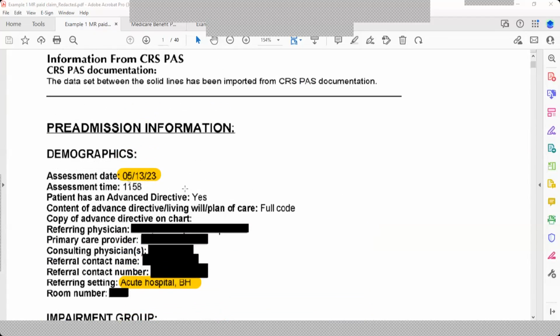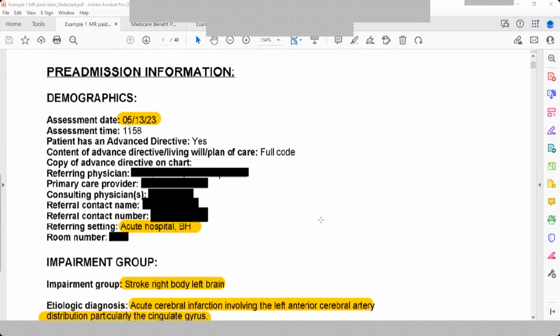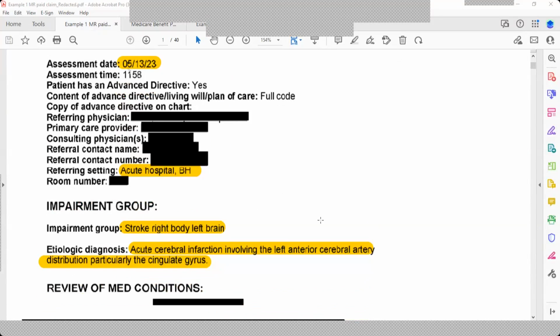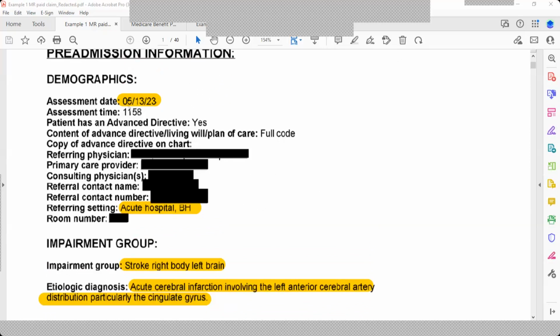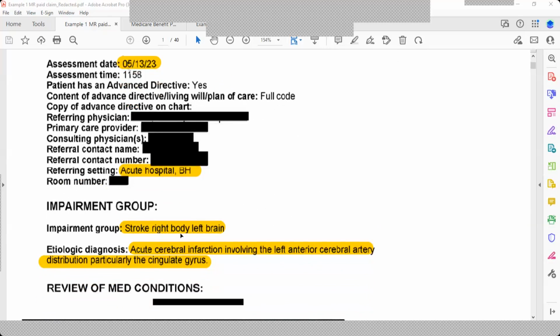Okay, so let me go backwards. You can see that the pre-admission screening was done on May 13th, 2023. So we're going to scroll down and take a look at the admission summary. So you can see that this patient was admitted from the acute hospital. The diagnosis was stroke, right body, left brain, or acute cerebral infarct involving the left anterior cerebral artery or cerebral infarct.